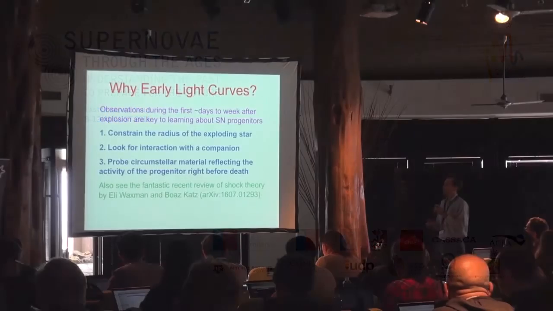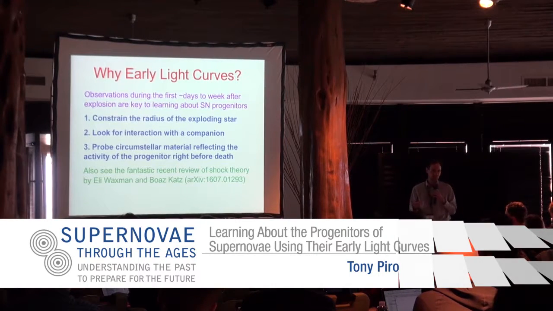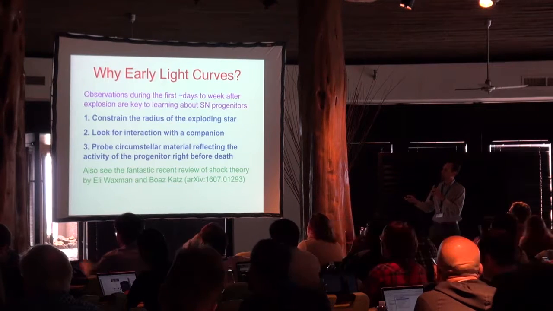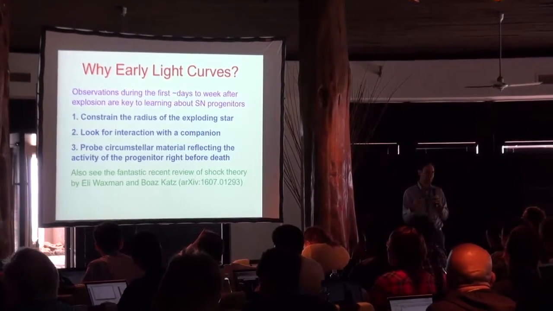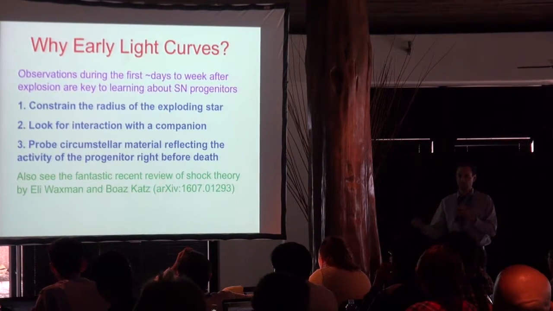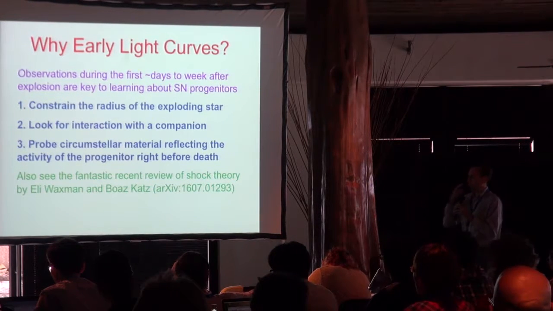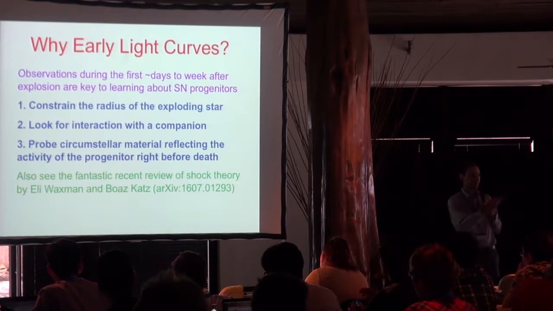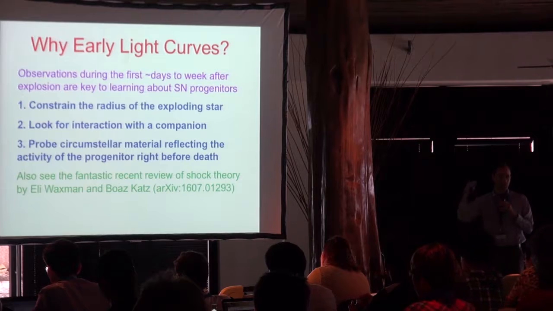Observations during the first days or weeks after explosion are really key for getting unique information about supernova progenitors. Some of the things I'll talk about is how we can actually constrain the radius of the exploding star, look for interaction with a companion, and probe the circumstellar material that's reflecting the activity of the progenitor right before death, which has been an interesting theme in recent years, that massive stars might have a lot of activity before they die. And I just want to mention, there's also this fantastic recent review of shock theory by Eli Waxman and Boris Katz, part of the Supernovae handbook that's on the archive now that I really recommend reading, that covers a lot of the physics behind this.